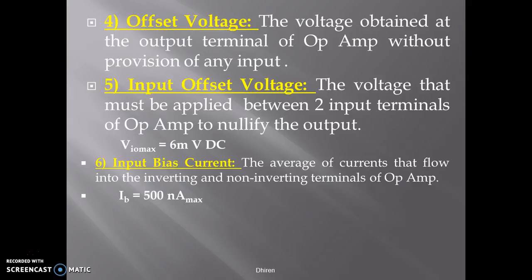Seventh, input bias current. The average of currents that flow into the inverting and non-inverting terminals of op-amp is called input bias current. Its typical value is given as 500 nanoampere maximum.